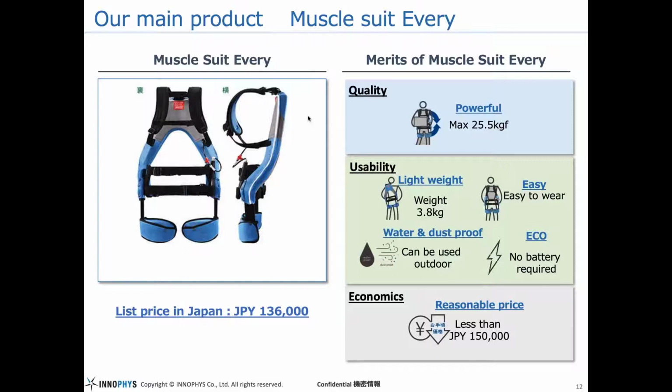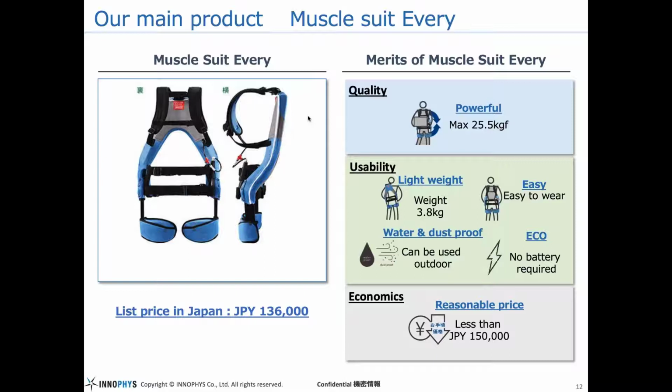I'll show you how Muscle Suit Every looks and how you put it on in the movie. Next slide. It is very easy. Once you get used to it, you can put it on in about 10 seconds. Very simple. And it's water and dust proof. You can use it outside, or in the rain. So you can basically use it however you like. And also it is eco-friendly. This product is actuated by air. It doesn't require a battery.